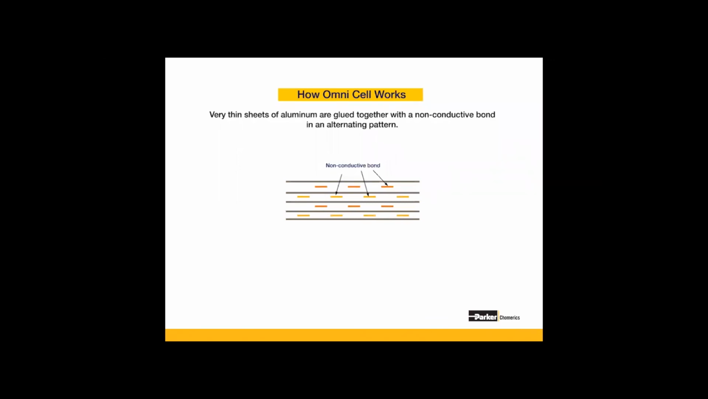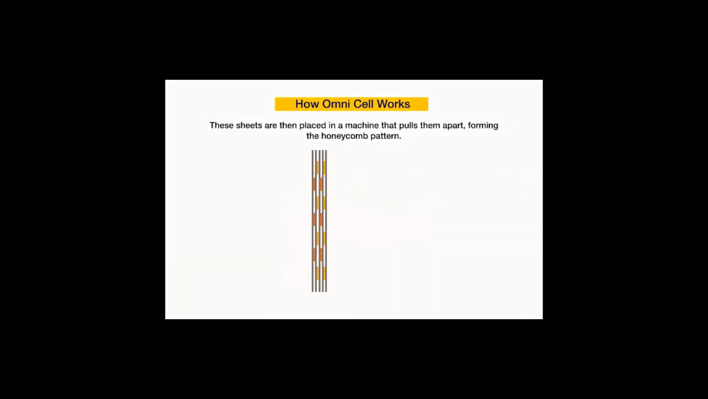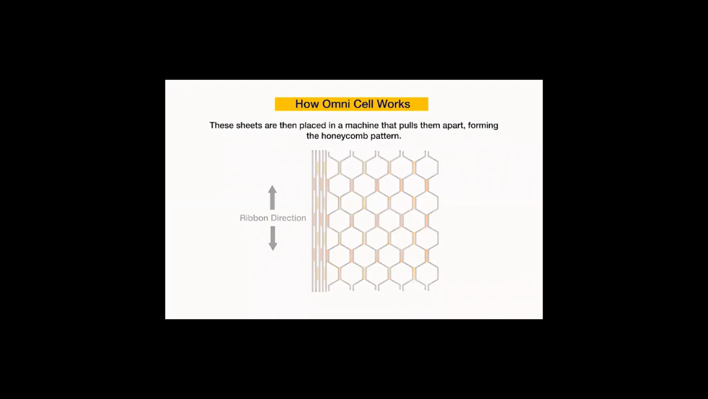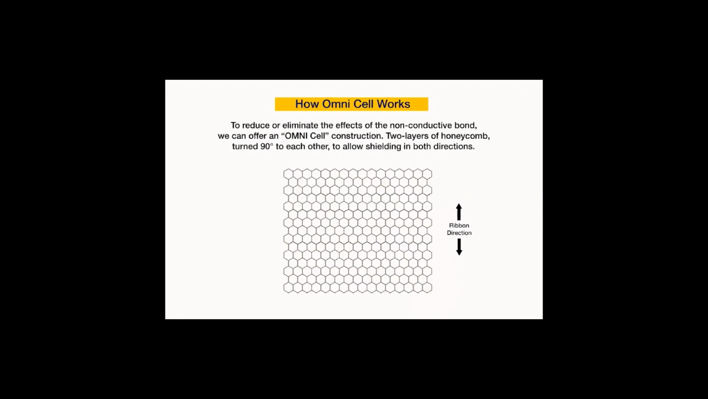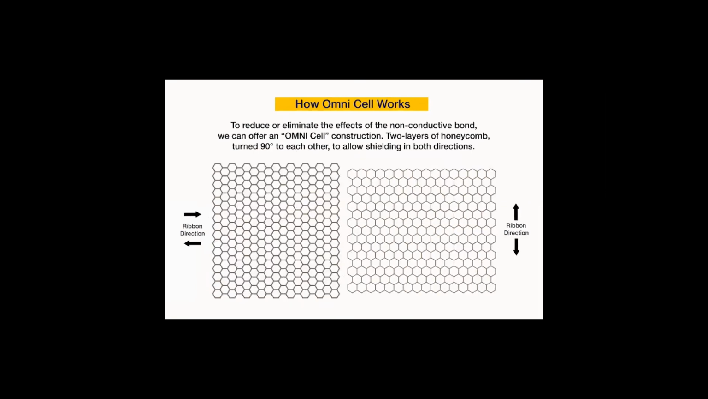One of the ways to reduce that directionality of the attenuation is using an omni-cell construction. An omni-cell construction uses two layers of honeycomb offset at a 90-degree angle. What you'll see here in the animation is what we talked about with those non-conductive nodes coming together. The directionality is offset by that second layer of honeycomb that you'll see coming in a second here. By offsetting the honeycomb at a 90-degree angle, the directionality is offset and you get that shielding effectiveness in both directions.